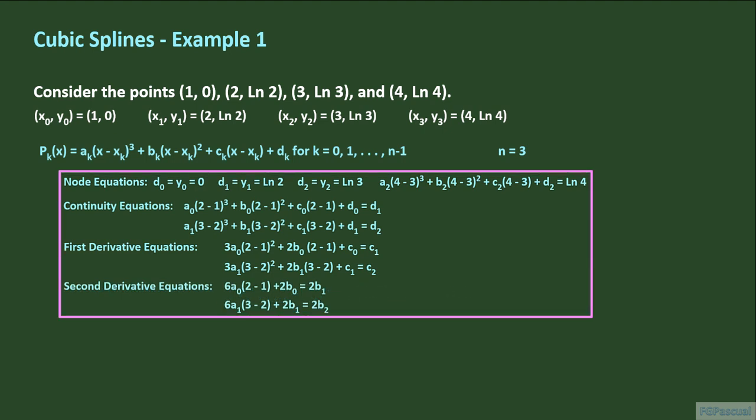These are the core equations for our cubic spline curves. There are 10 equations total, but we have 12 unknowns, since we have 3 polynomials, p sub 0, p sub 1, and p sub 2, and each one of them has 4 unknowns. So we are missing 2 equations. The 2 missing equations are supplied by the type of cubic spline that we are looking for.